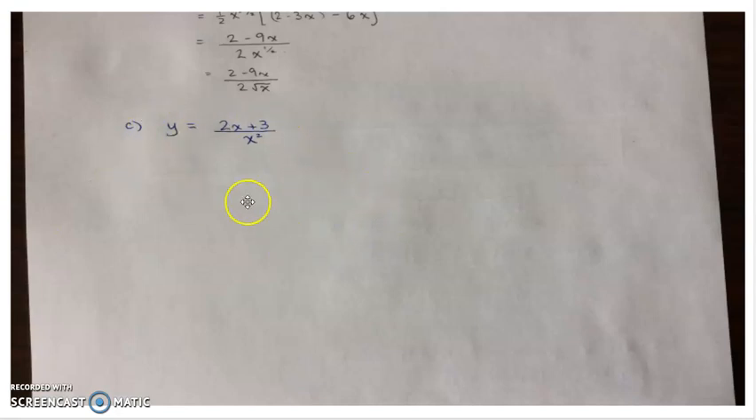Part C, I have now a quotient. But a quotient could really be written as a product if I were to slide that x to the 2 up to the top and turn it into an x to the exponent negative 2 using the negative exponent rule. So that's the kind of cool thing about this.